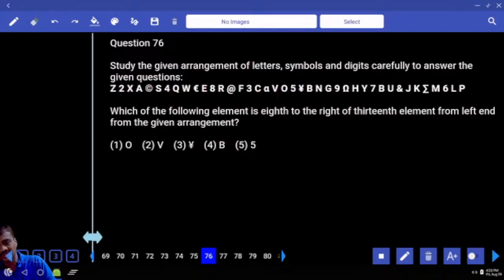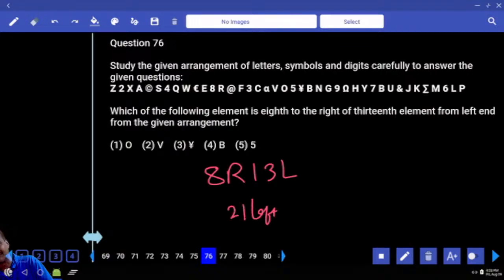Then 76. Which of the following is 8th to the right of 13th from the left? 8th right and 13th left. Left and right, symbols are same or opposite? Opposite. Opposite, we need to add these two. Now 13 plus 8, how much? 21. Now 21st from left hand side.